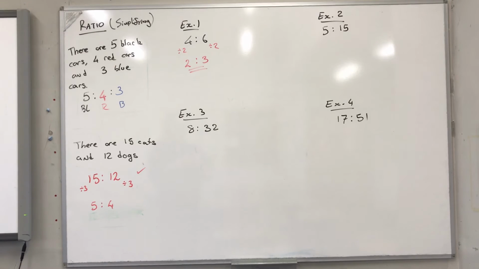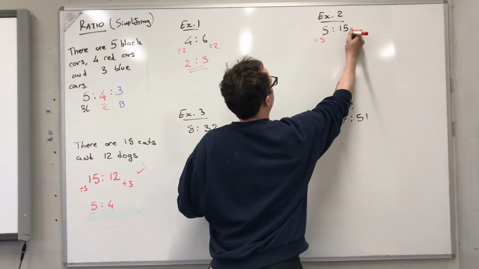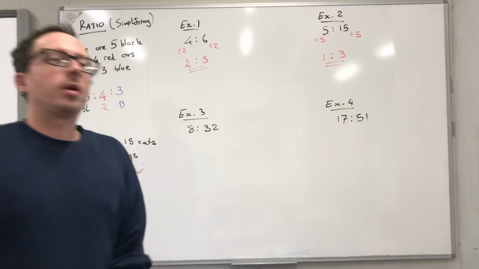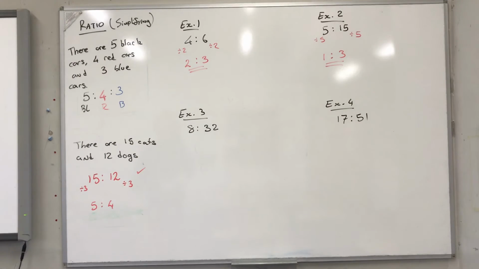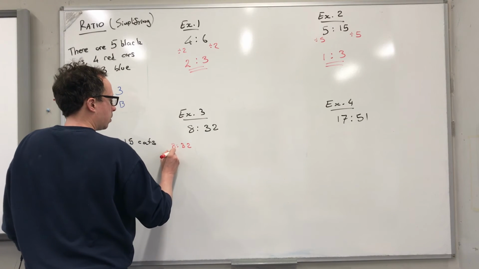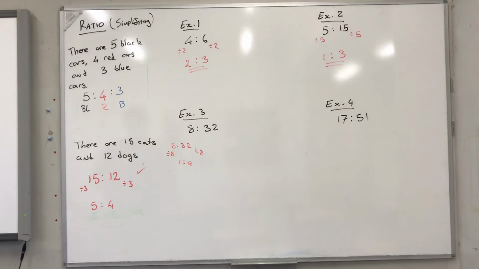5 to 15 is both in the 5 times table, giving me 1 to 3. 8 to 32. They're both in the 8 times table, but you could also say they're both in the 2 times table and they're both in the 4 times table. So there's different ways of doing this. If I immediately recognize they're in the 8 times table, I would get it to be 1 to 4.